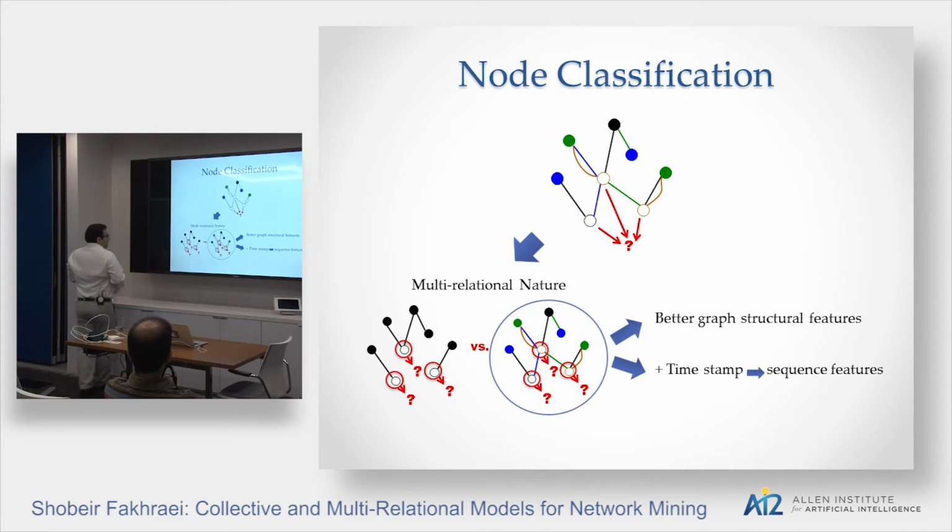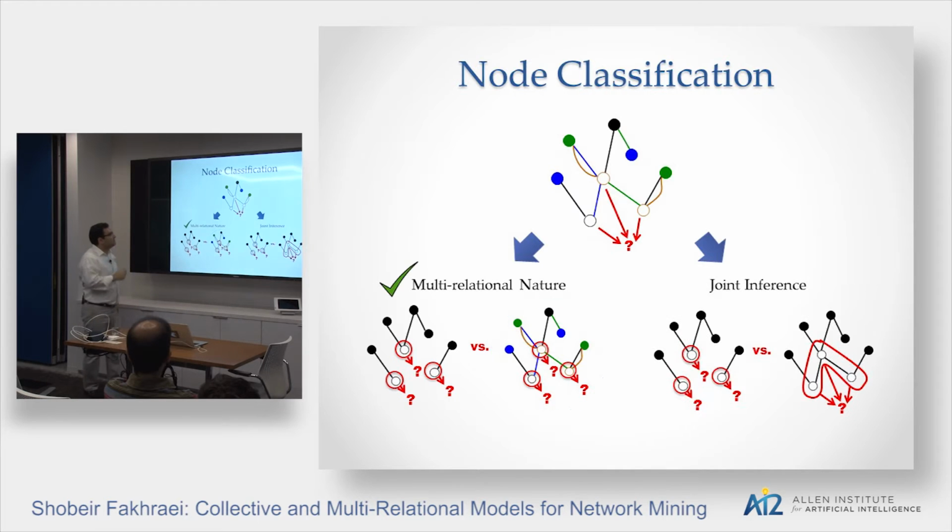Okay, so getting back to our story. Using the simple multi-relational nature, we could get better graph structure features, and we add timestamp to it. We could get sequence features, none of which is possible using the traditional models of the network. So the next thing we want to show here is that making joint inference on the unknown labels over here helps compared to this traditional IID assumption.